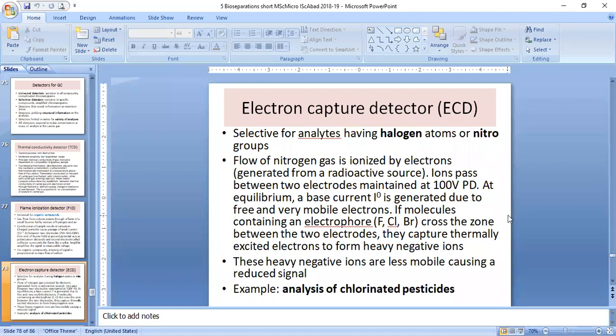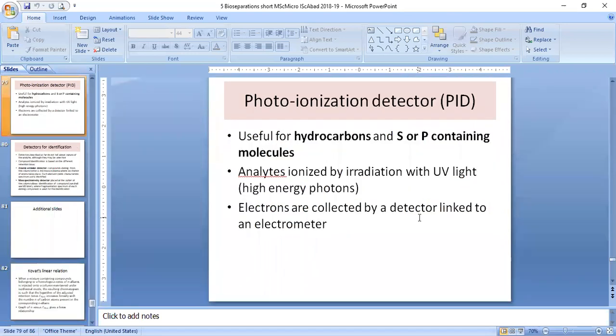Okay, so that was about electron capture detector. Then there is one more detector which is called PID, that is photo ionization detector, and this is more useful for hydrocarbons and sulfur and phosphorus containing molecules. So in a way, these are also selective kind of detectors. Here what happens is we have UV light. UV light falls on the sample, and because of that strong UV light, the sample molecules get ionized. And because of the ionization, electric current is generated, and that electric current is detected by an electrometer.